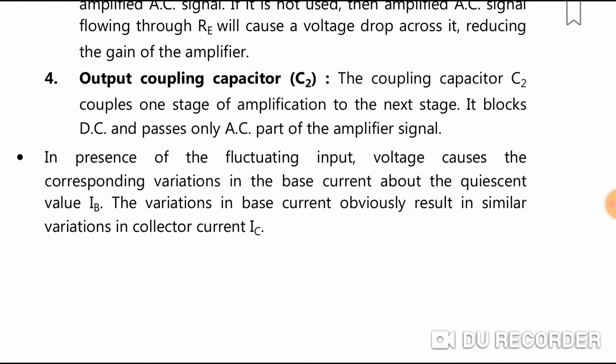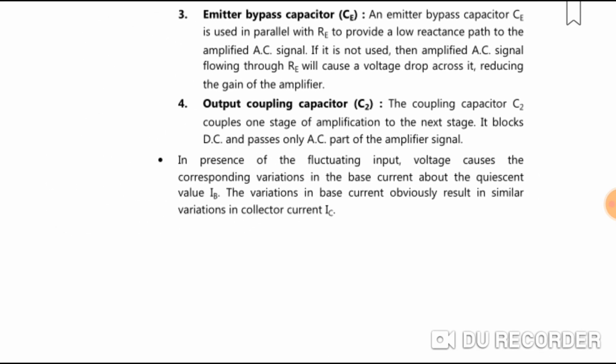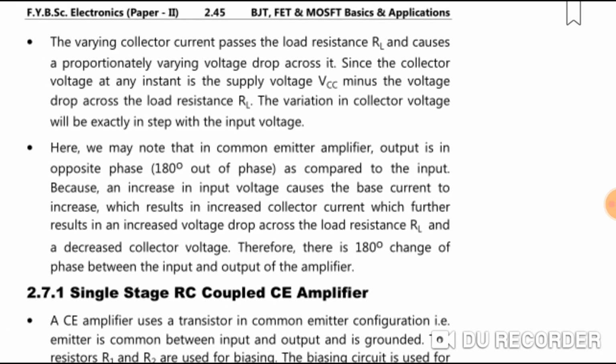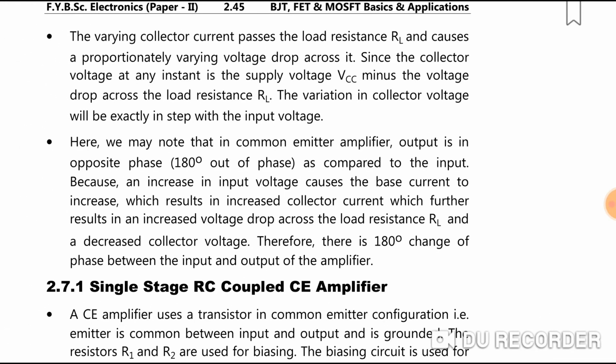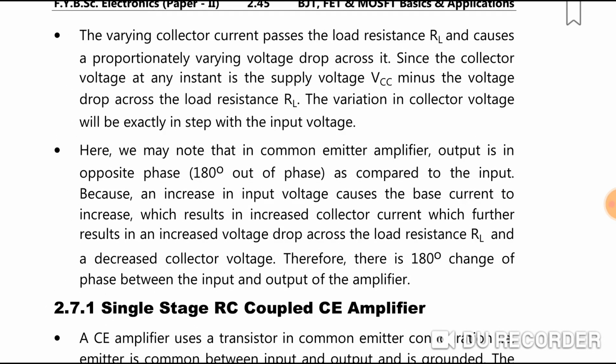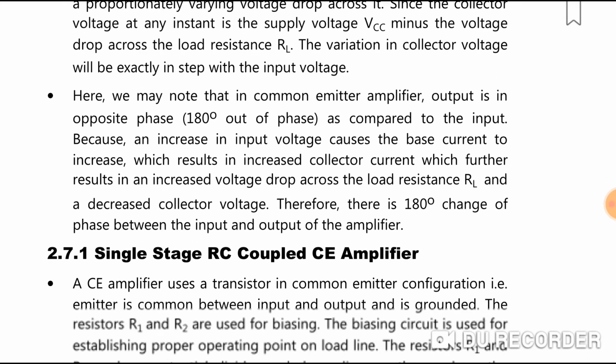In the presence of the fluctuating input voltage, it causes corresponding variations in the base current about the quiescent value IB. The variations in the base current obviously result in similar variations in the collector current IC. The varying collector current passes through the load resistance RL and causes a proportionally varying voltage drop across it. Since the collector voltage at any instant is the supply voltage VCC minus the voltage drop across the load resistance RL, the variation in collector voltage will be exactly in step with the input voltage.